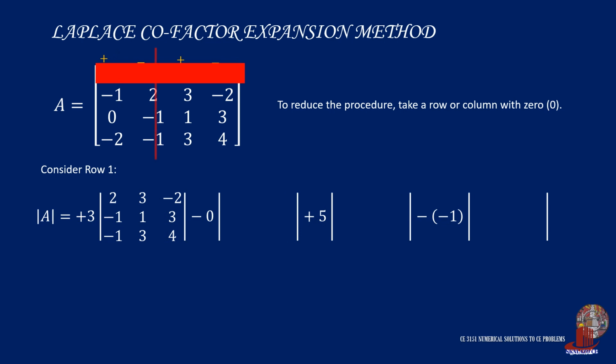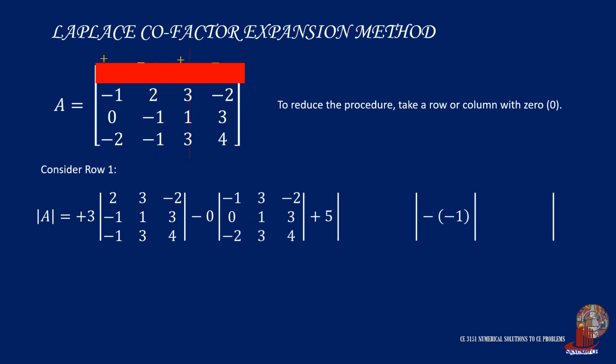With the second column covered, the elements for the determinant of the second term are negative 1, 3, and negative 2, then 0, 1, and 3, then negative 2, 3, and 4. Cover the third column to have the remaining elements for the third term.